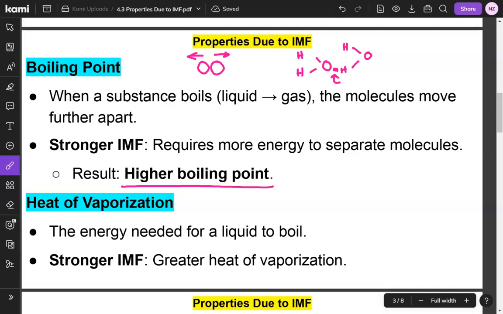Heat of vaporization is the amount of energy it takes to change something from the liquid state to the gas state. So, therefore, if you have a higher boiling point, you're going to need more energy for it to move from the liquid state to the gas state. And therefore, you're going to have a higher heat of vaporization.